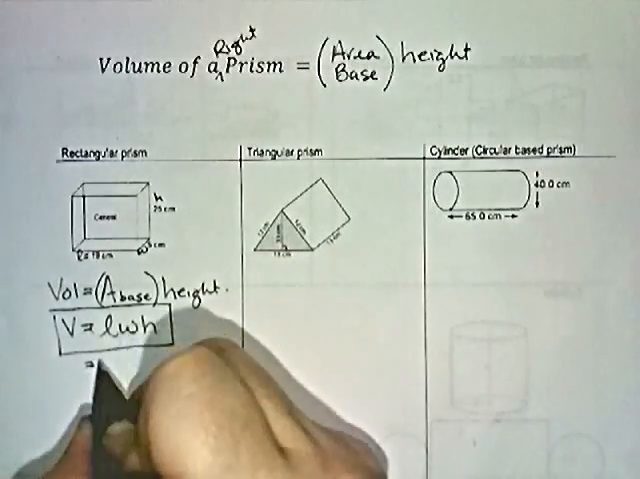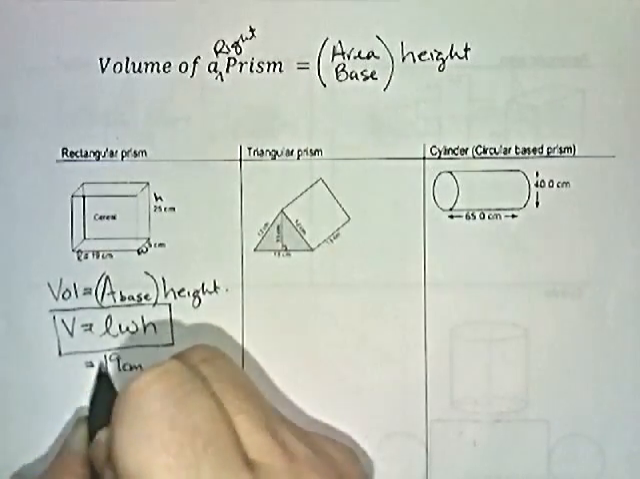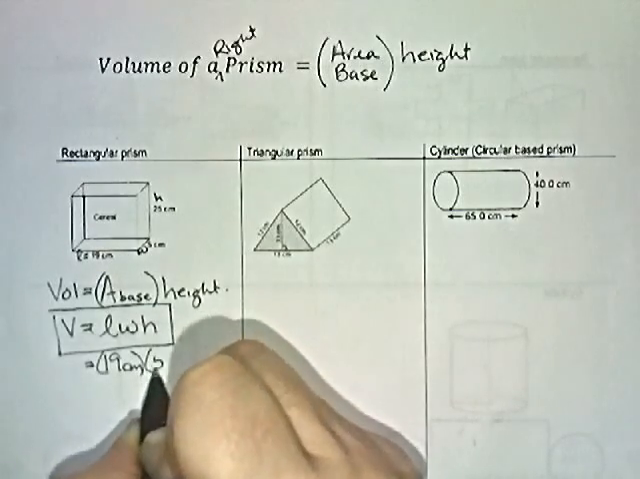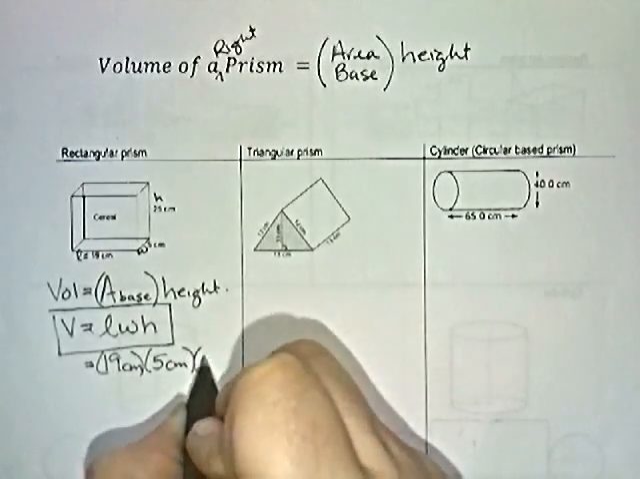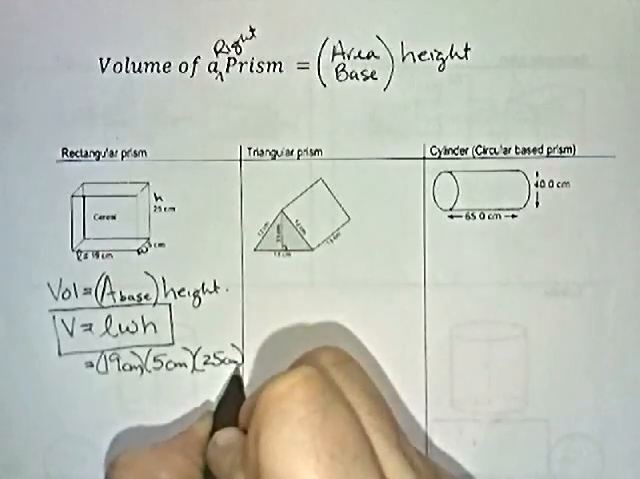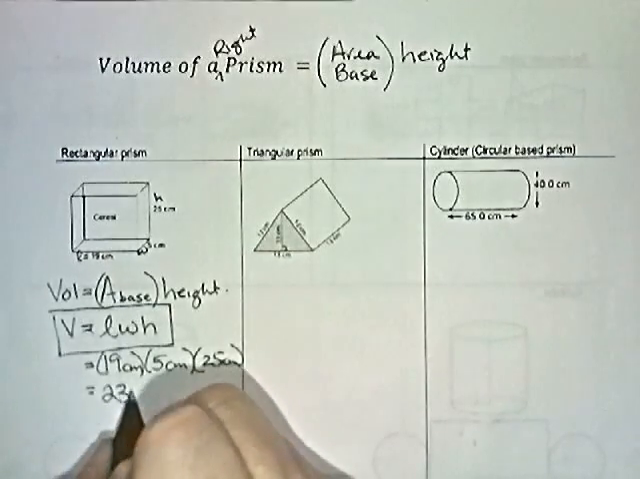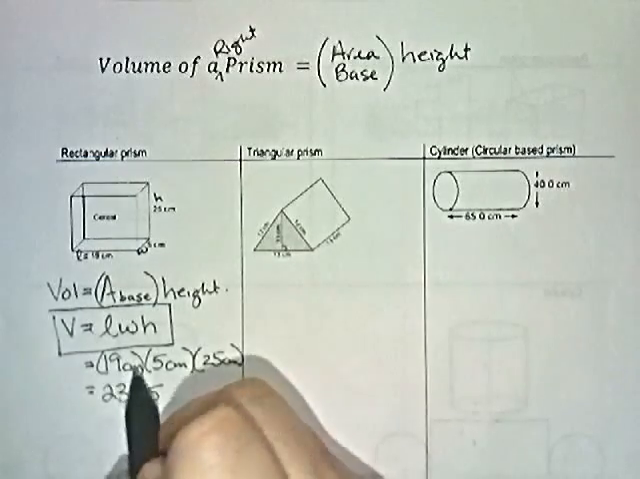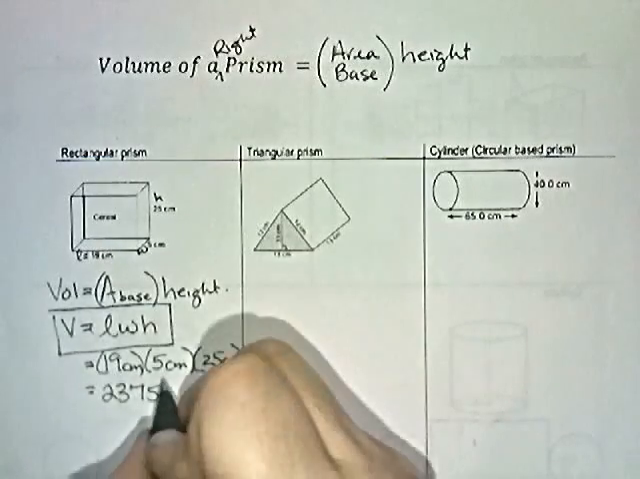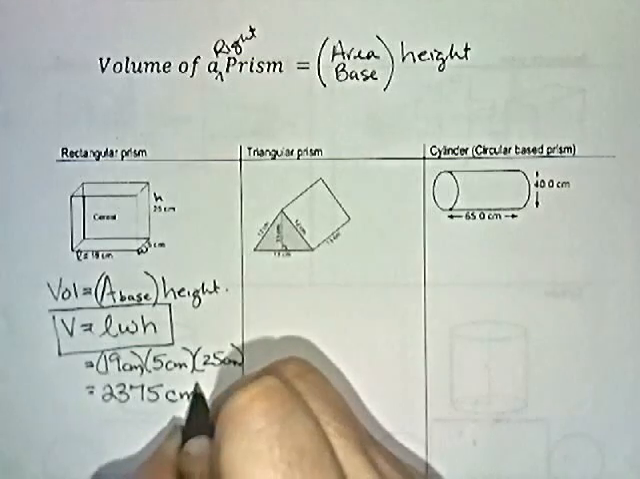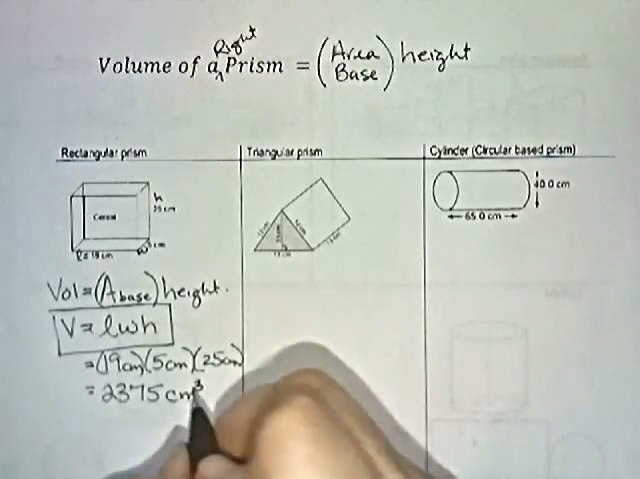We would calculate that with 19 centimeters multiplied by 5 centimeters multiplied by 25 centimeters. And the 19 times 5 times 25 comes to 2,375, and centimeters times centimeters times centimeters gives us a 3D dimension for a unit of centimeters cubed.